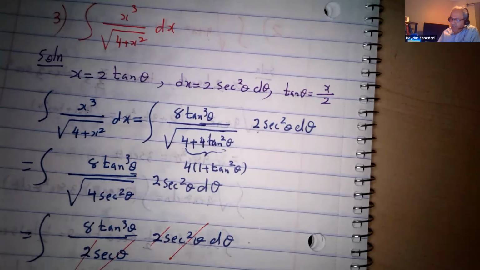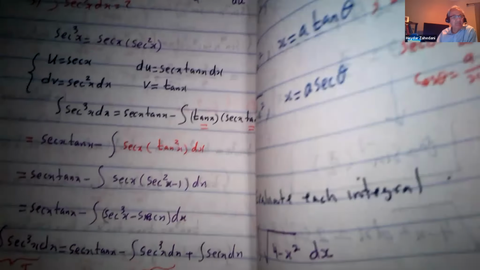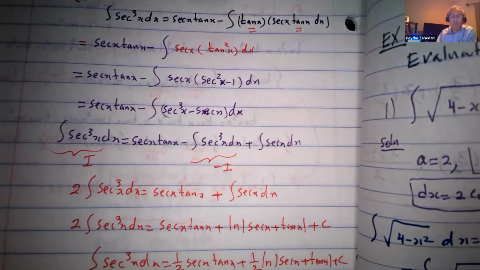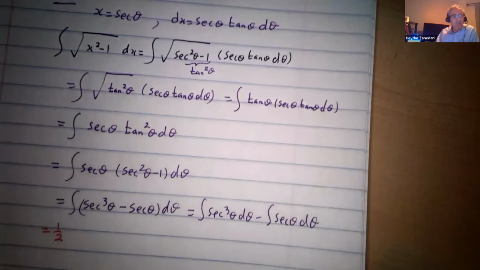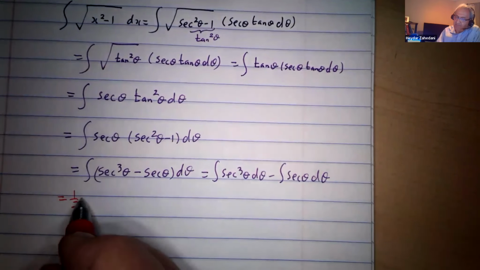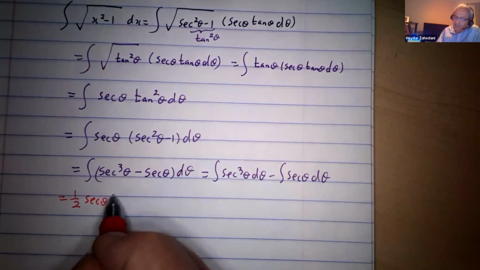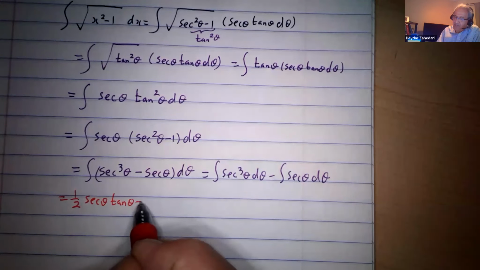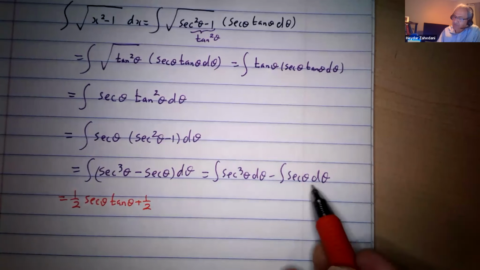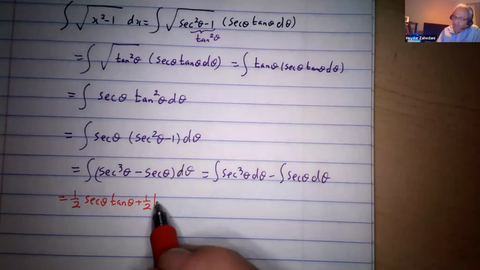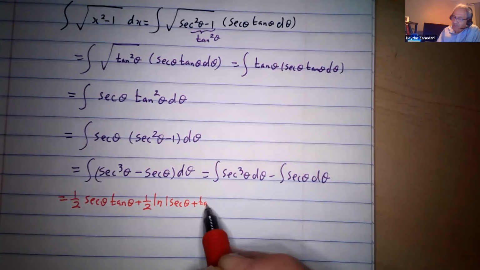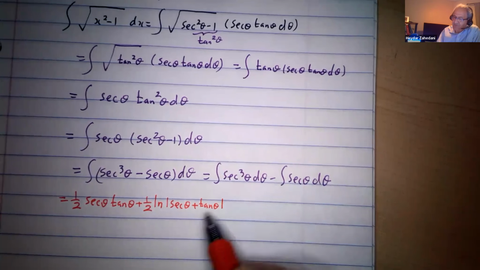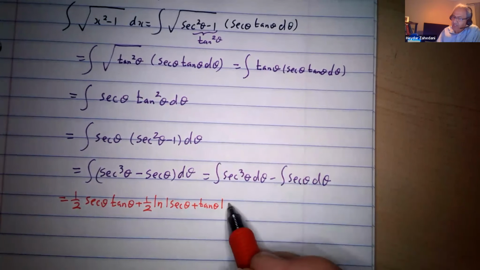This is where I used it here. So we let you use it. It's going to be 1/2 secant theta and 1/2 the ln. So it's going to be 1/2 of the secant theta plus 1/2 of the ln of the absolute value of secant plus tangent. That's for the first two. But it's a minus.